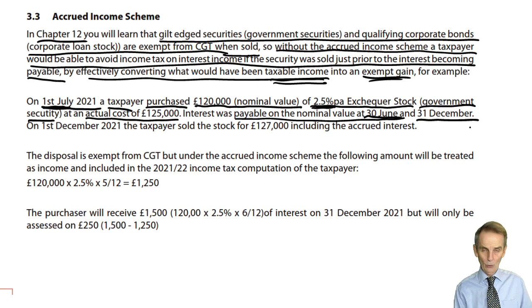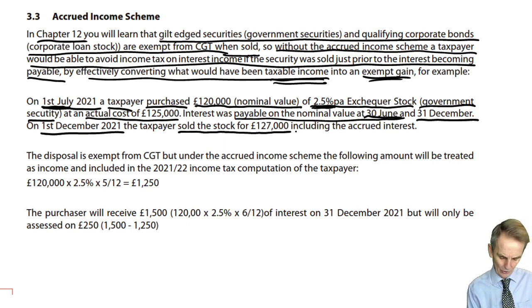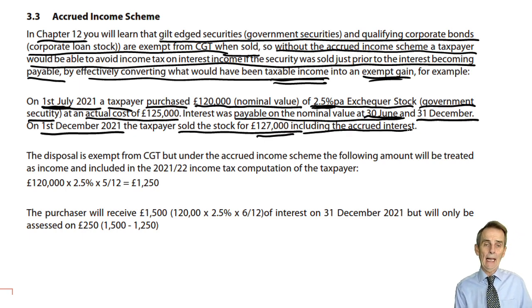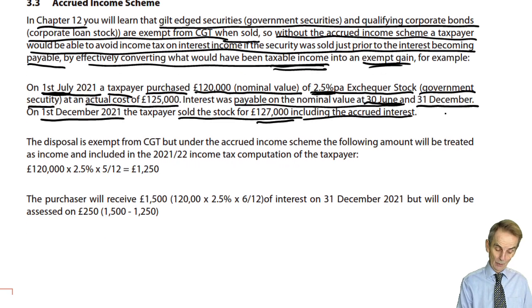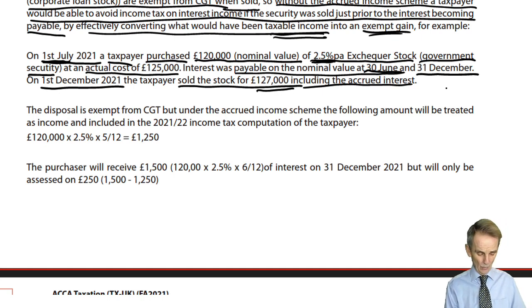But what happens here, of course, to make life more interesting, is that on the 1st of December 2021, the taxpayer sold the stock. Now again, what you sell it for compared to what you paid for it doesn't matter, because it's exempt in terms of capital gains. Any increase in value is not going to be subject to CGT. But of course, that would include the accrued interest. So what we've got to do now is to see how we would deal with, as we looked at with our little example a moment ago, the vendor and the buyer.